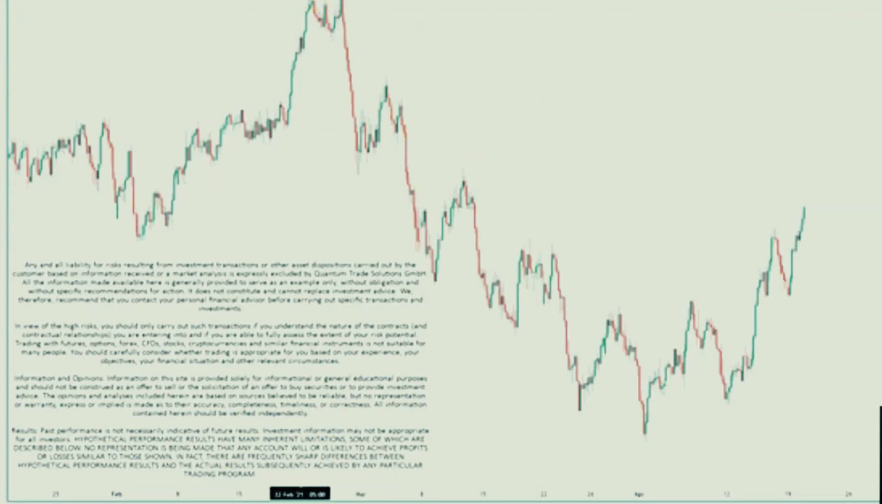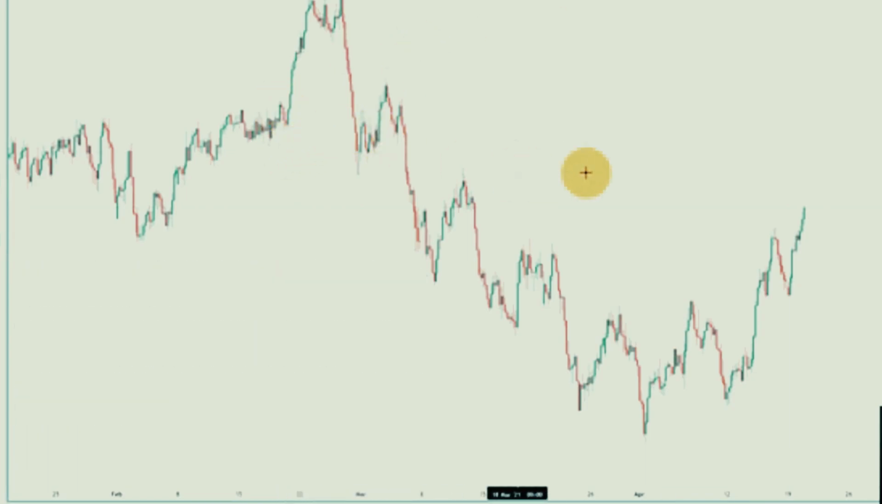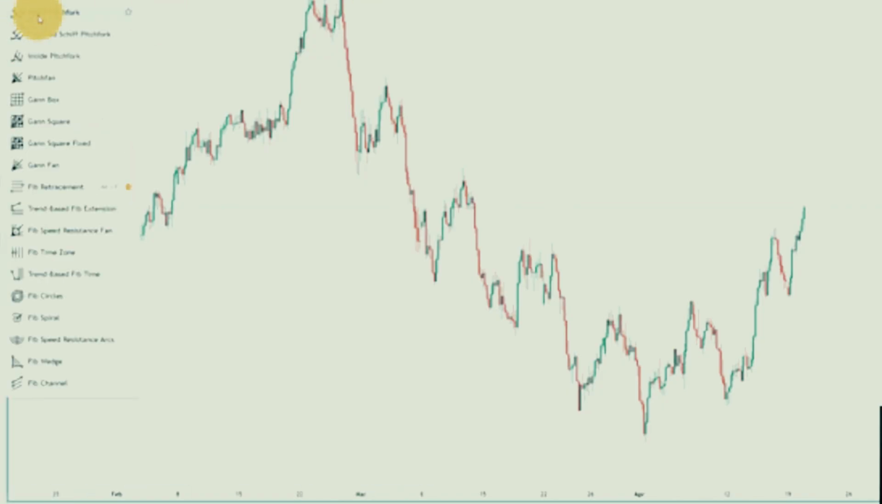Let's talk about the magic of Fibonacci levels, and I will show you exactly how to use Fibonacci's in your trading. I'm a huge Fibonacci lover, and especially the extensions are my favorite tools. So first of all, in TradingView, you can grab the Fibonacci's here. It's also the shortcut Alt and F on Windows.